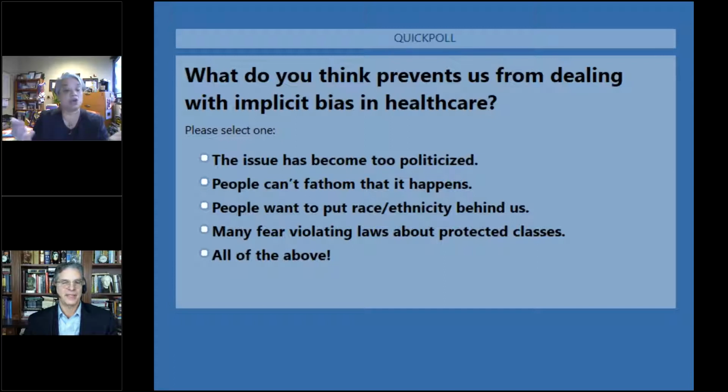All right, perfect. So it's a quick poll. What do you think prevents us from dealing with implicit bias in healthcare? Select only one answer. A, or number one, would be the issue has become too politicized. B, people can't fathom that it even happens. C, people want to put race or ethnicity behind us. D, many fear violating laws about protected classes. And E, all of the above. Now, as a reminder, Andrew and I will not poll, neither will the organizers. So it is truly from you, the audience.